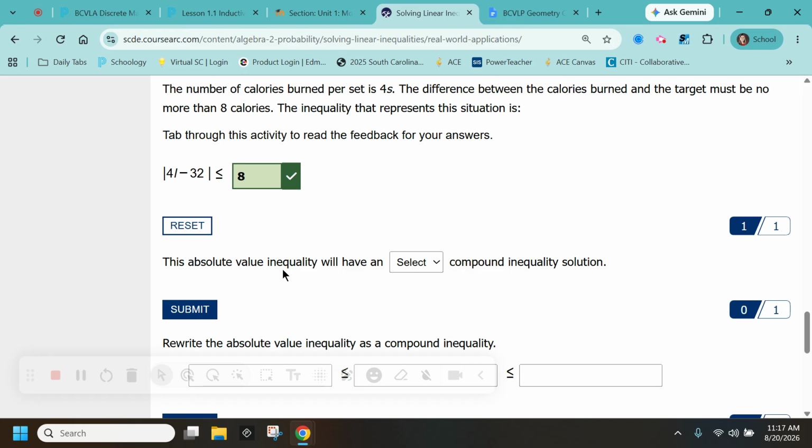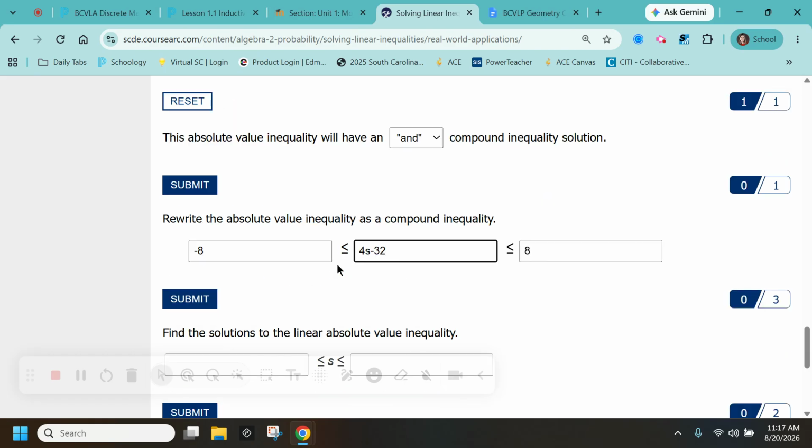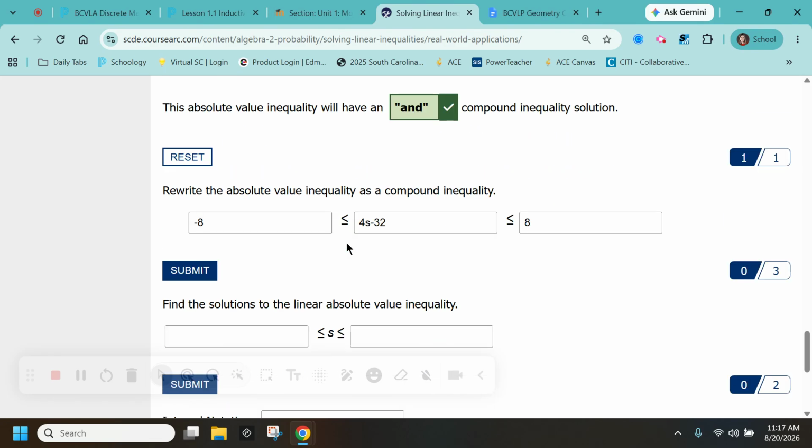And since we are looking at this final sentence here, the difference between the calories burned and the target must be no more than 8 calories. We're looking for 8 below, 8 above, so that is going to give us an and situation. And so we can rewrite our absolute value inequality as such. So -8 will be the low end, +8 will be the top end, and then our inequality in the middle. Again, it does say 4L, but we are actually using 4S, minus 32. Oops, let me submit these as we go.